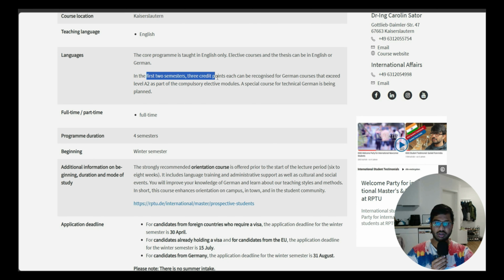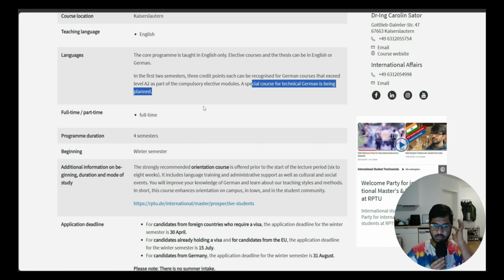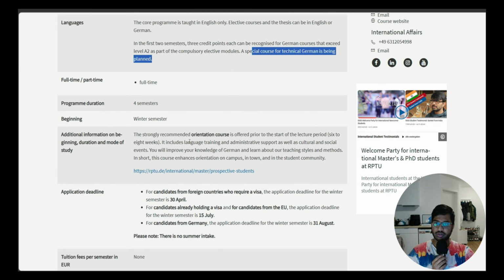In the first 2 semesters, 3 credit points each can be recognized for German courses that exceed level A2 as a part of compulsory elective modules, where a special course of teaching German is being planned. You need to learn, and it is a very good thing that they have planned compulsory German language learning after being there, because it will help you get a good full-time job if you have good German. Then full-time, part-time: it is only full-time possible, no part-time possible.